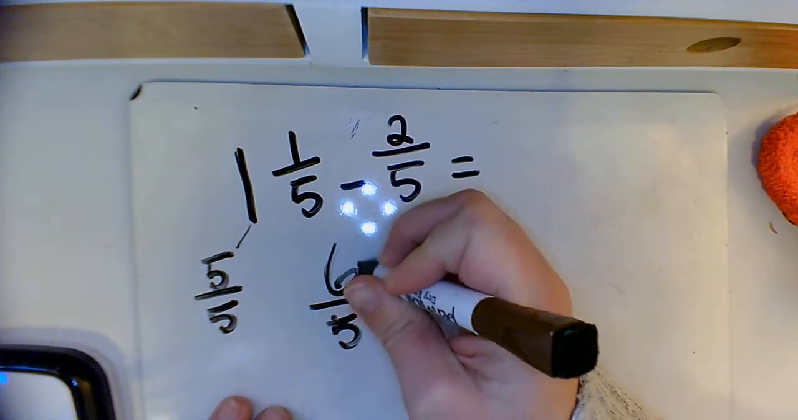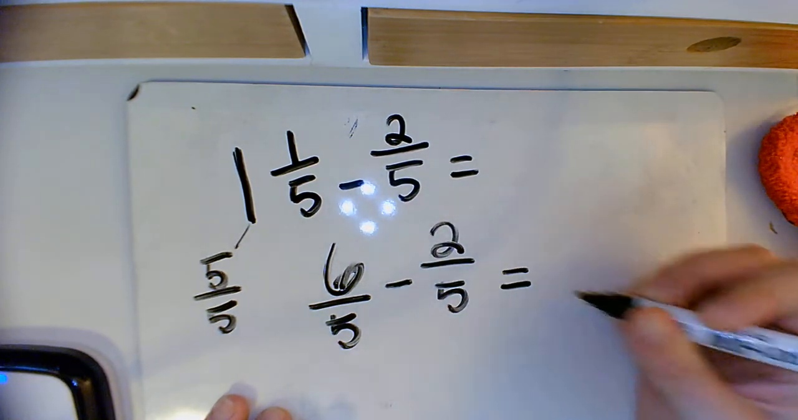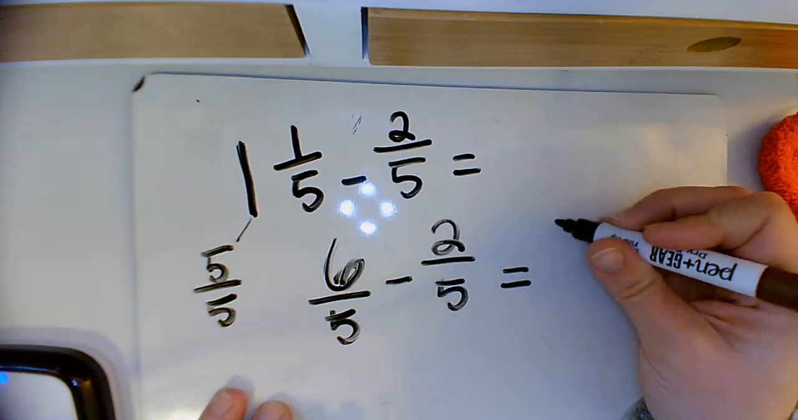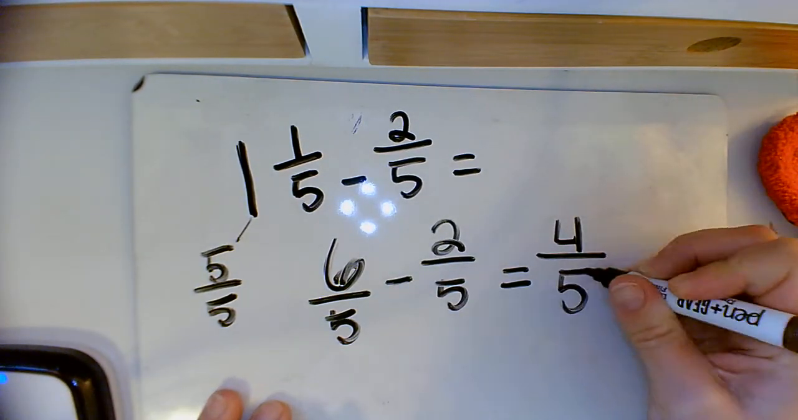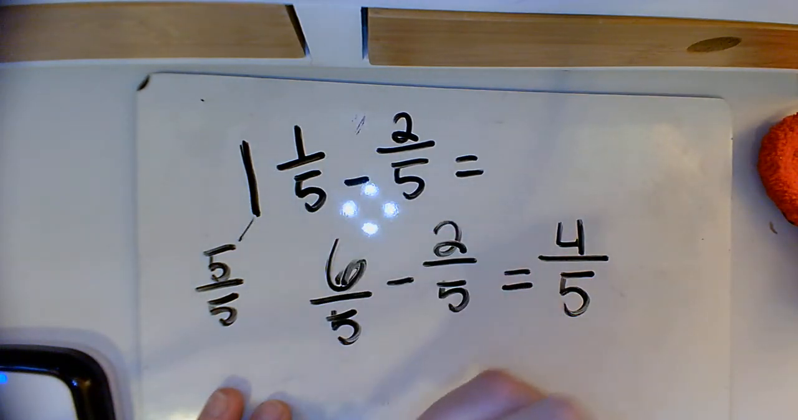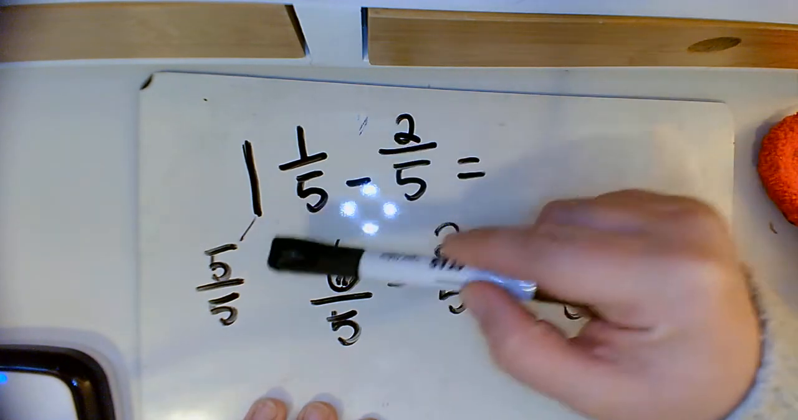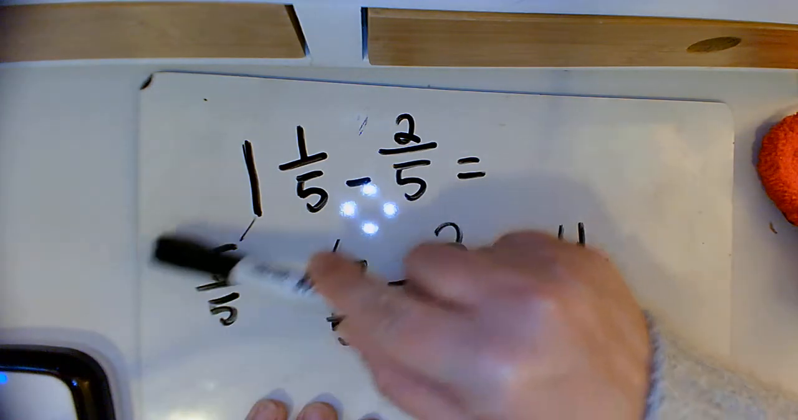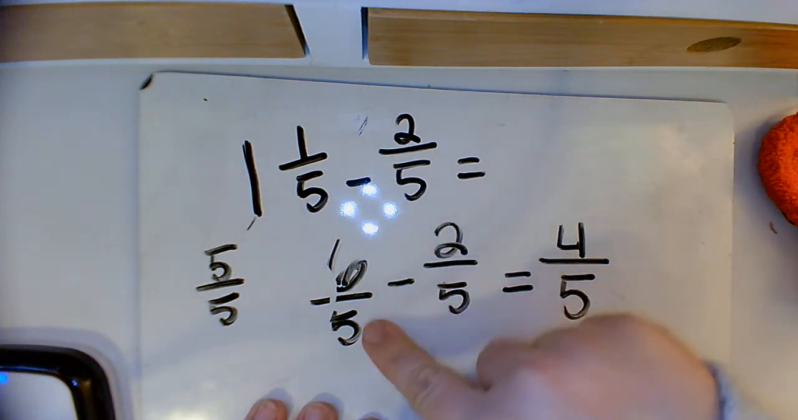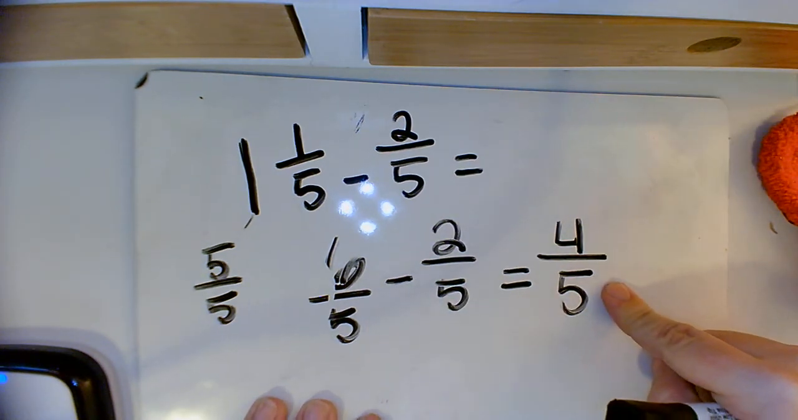So 6/5 minus 2/5. And now we can subtract much easier. So 6 minus 2 gives us 4/5. Okay, so we had the mixed number, but we converted it all into fifths. Don't forget that one that was already there, right? So our 1 whole became 5/5. And then the 1/5 we added into it, which gave us the 6/5. 6 minus 2 gives us 4.